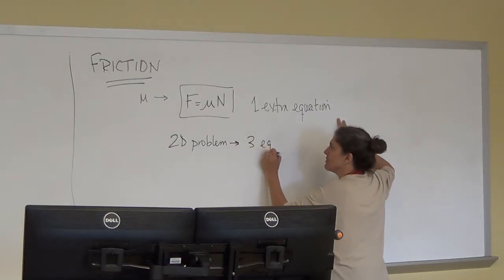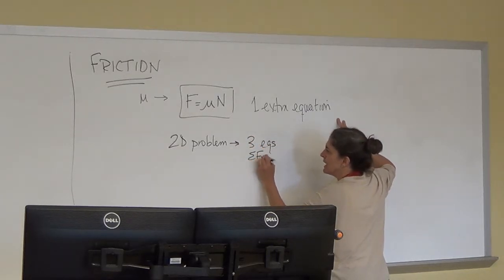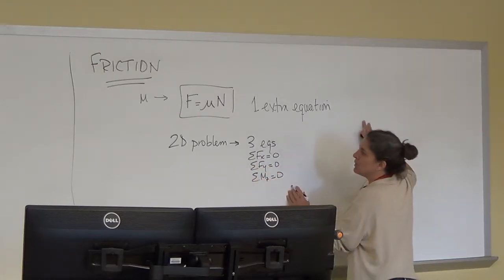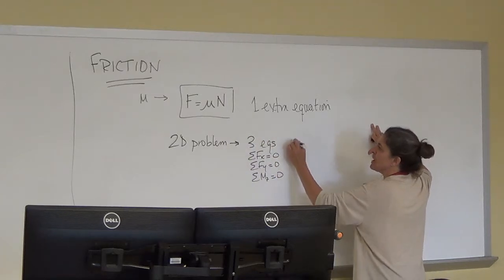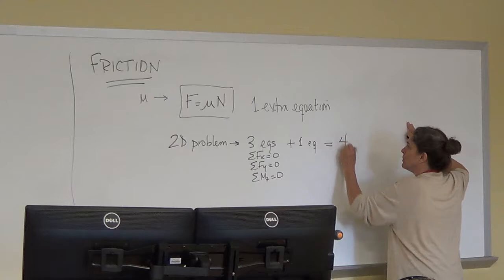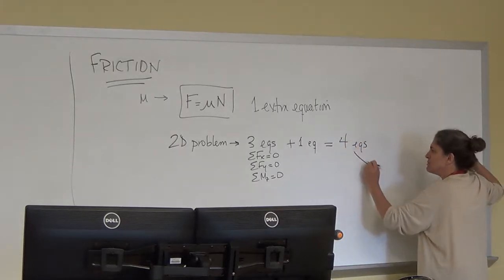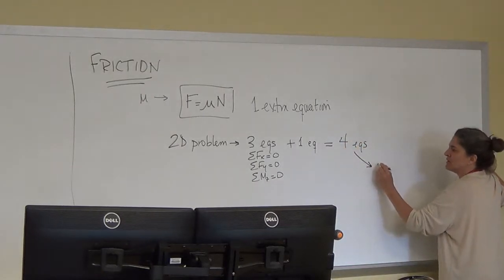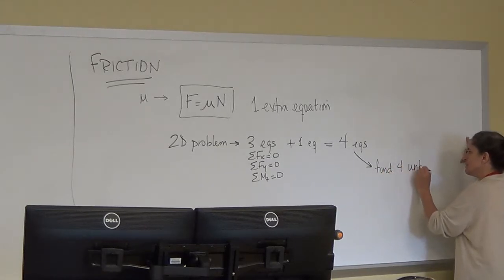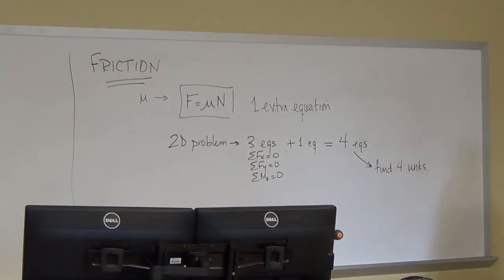3 equations, right? Sum of the forces in the x equals 0, sum of the forces in the y equals 0, and sum of the moments in the z equals 0. Well now, because it's a friction problem, we have one more equation. So now you have a total of 4 equations, which means how many unknowns can you find? 4. You can find 4 unknowns. So that's the big thing about friction.